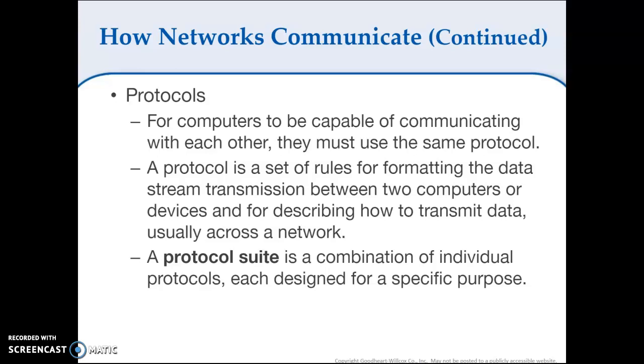Now, protocols are what is used for computers to communicate with other network devices. For computers to be capable of communicating with each other, they must use the same particular protocol. Before we know how that works, we need to know what a protocol is. A protocol is a set of rules for formatting the data stream transmission between two computers or devices, and for describing how to transmit data, usually across a particular network. A protocol suite is a combination of individual protocols, each designed for a specific purpose. Normally, data is transferred using a particular protocol, but a computer can receive data using multiple protocols.